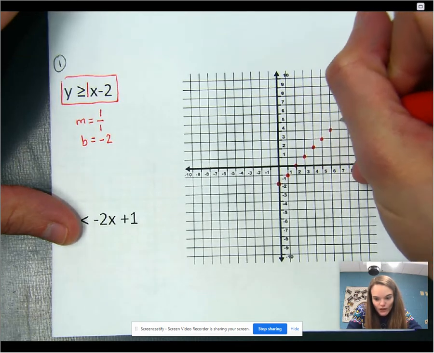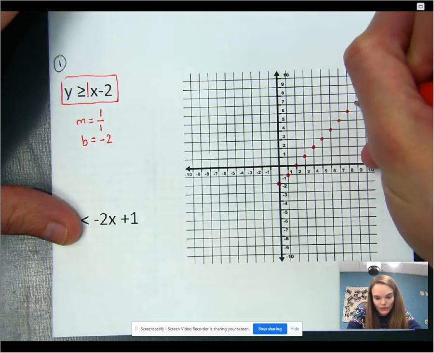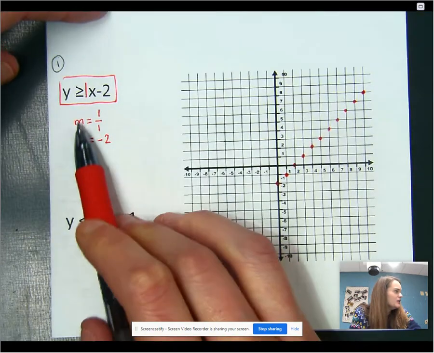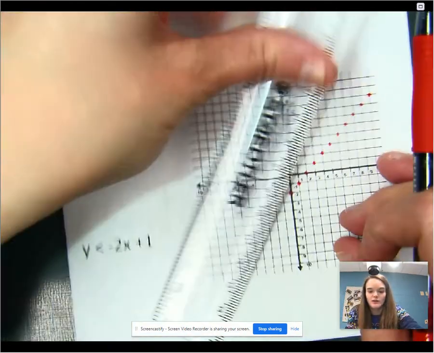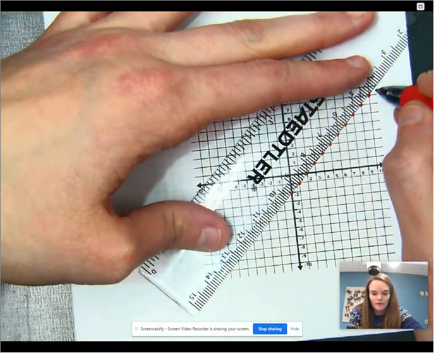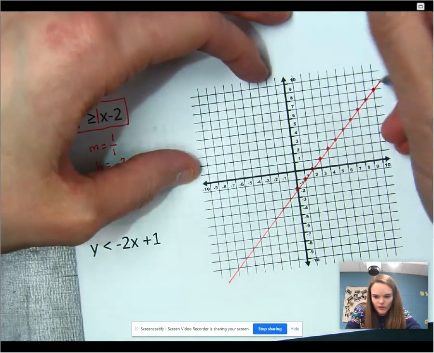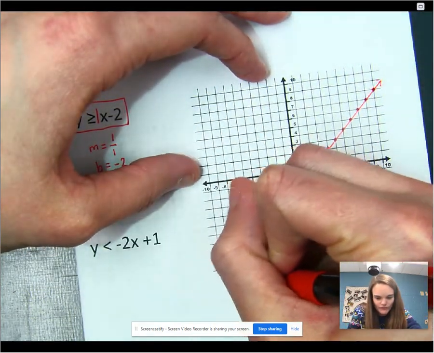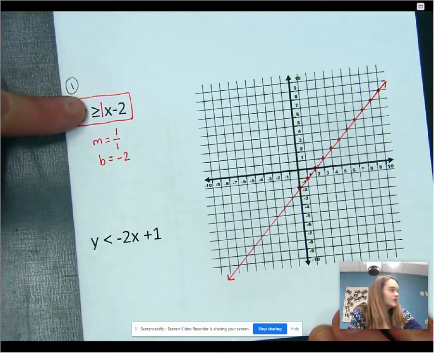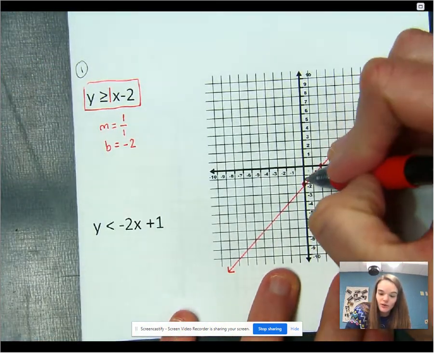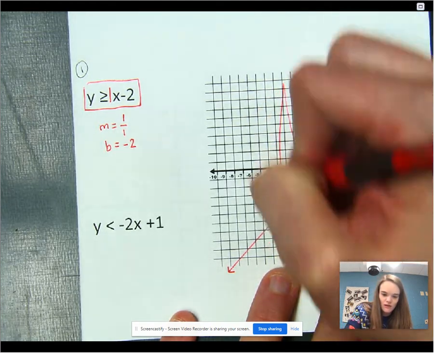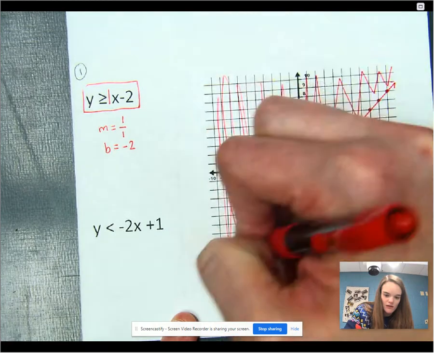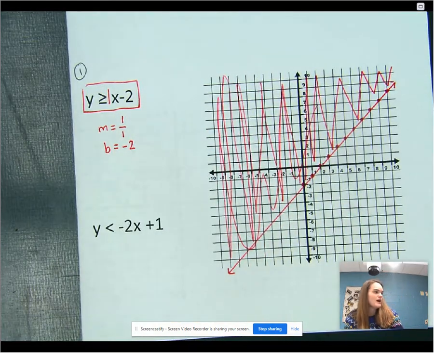Now, like in the past, before we start drawing lines, we have to determine what type of line it is. This is greater than or equal to, so my line will be solid. So, solid line. Now, it is greater than, so go to the y-intercept and shade above. Okay, so everything in the red is a solution to this problem.